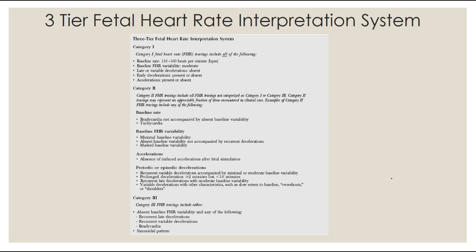So there again, recurrent variable decelerations that are accompanied by minimal or moderate baseline variability. You can have prolonged decelerations that are greater than or equal to 2 minutes, but less than 10. Recurrent late decels that have a moderate baseline variability. Or you can have variable decelerations that have other characteristics that we really didn't talk about. So that's a lot. That's a mouthful, and I do not expect you guys to know all of that for testing purposes. The category 2 is kind of the catch-all. Anything that's not a category 1 or not a category 3 falls into the category 2. But I will not be asking you any of this on a test.